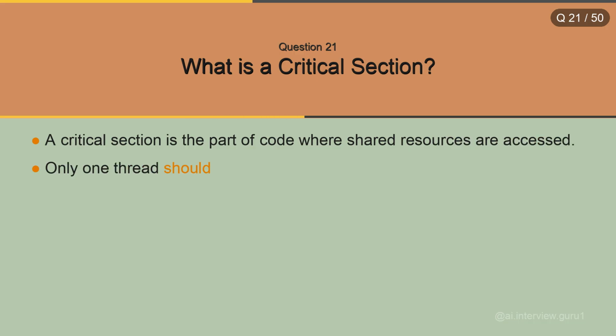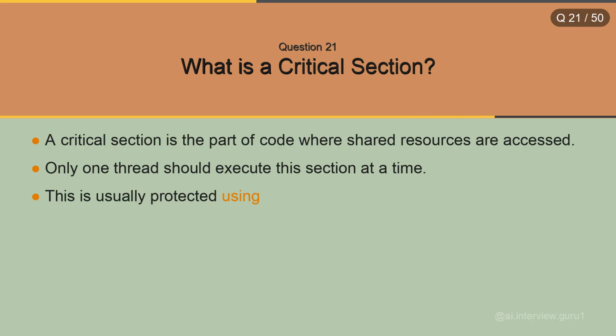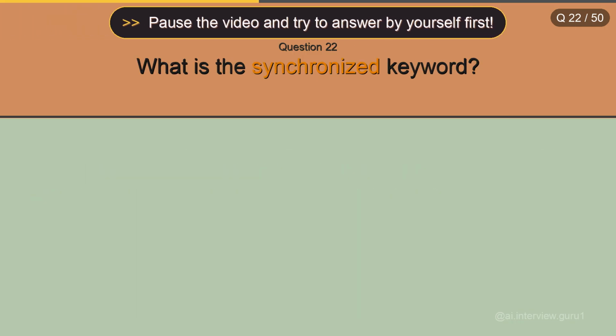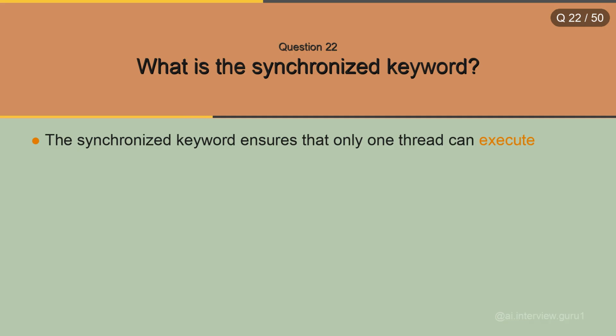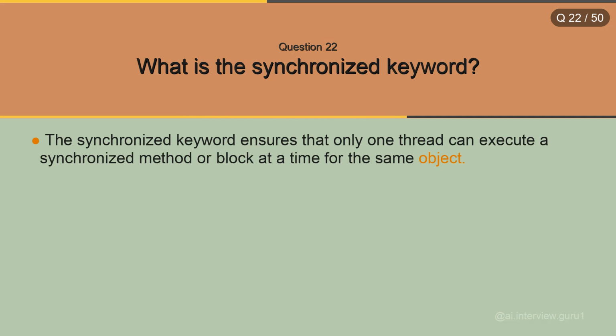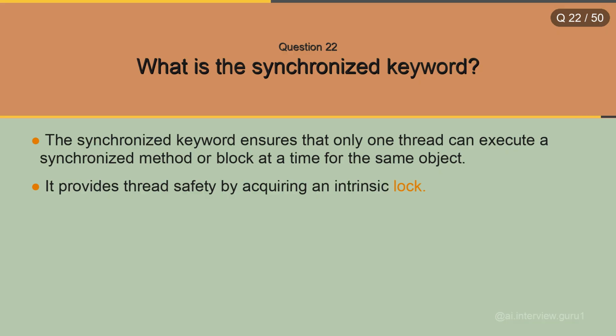Only one thread should execute this section at a time. This is usually protected using synchronized blocks or locks. What is the synchronized keyword? The synchronized keyword ensures that only one thread can execute a synchronized method or block at a time for the same object. It provides thread safety by acquiring an intrinsic lock.